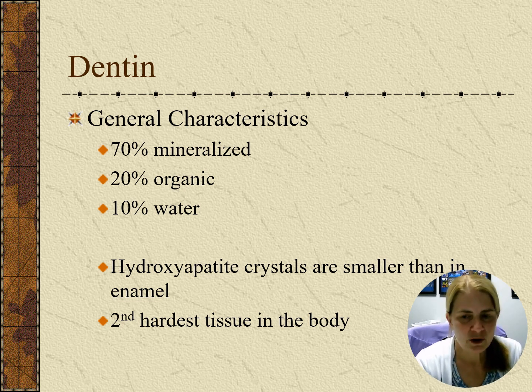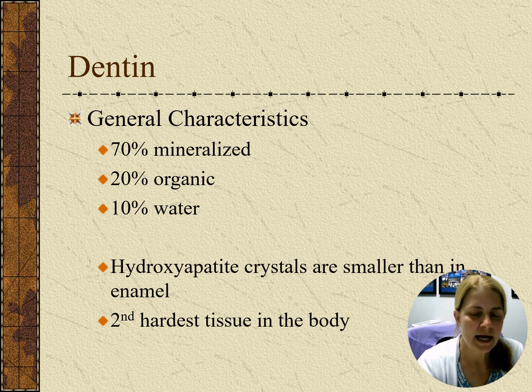We have enamel that's 96% mineralized, which is the hardest tissue in the body. Then we have cementum, which is 65% mineralized, and then alveolar bone, which is 60% mineralized. The dentin is composed primarily of collagen fibers and hydroxyapatite mineral crystals, which is Ca10(PO4)6(OH)2. Those crystals are about 30% smaller in the dentin than they are in the enamel.